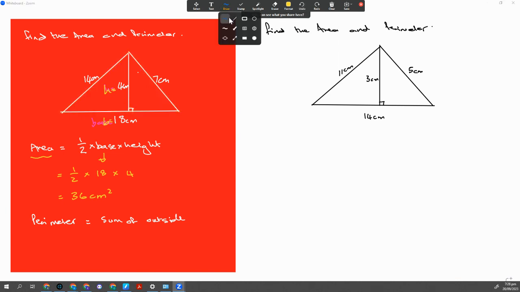And so when we're calculating this, we just have to add up those numbers. So we get 18 plus 7 plus 14. That becomes 25 plus 14, which is 39. Don't forget the unit is just centimeters because perimeter is just centimeters, not centimeters squared like area.